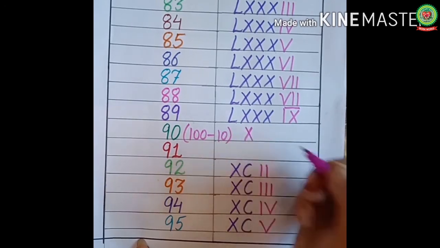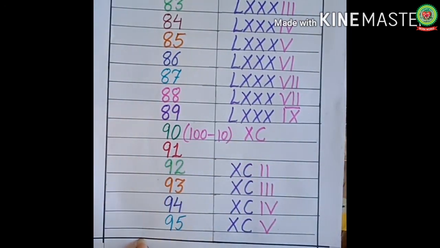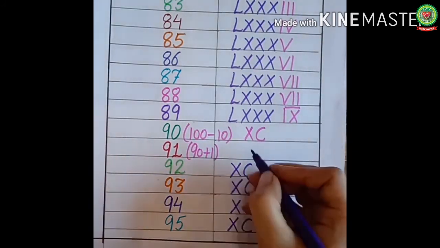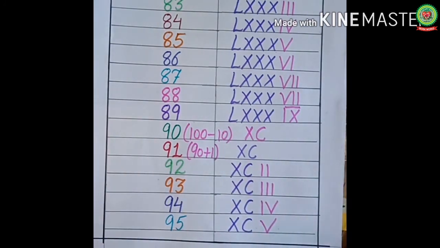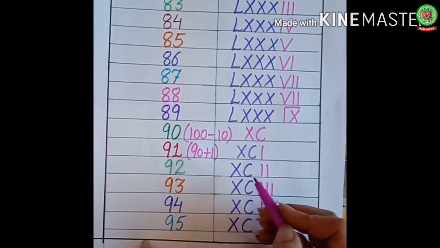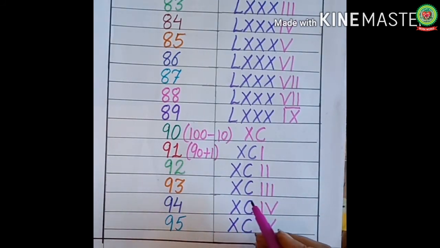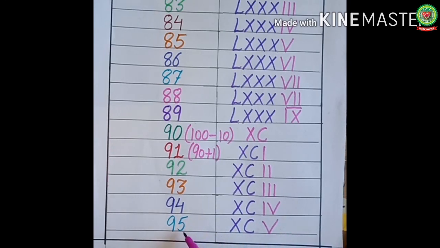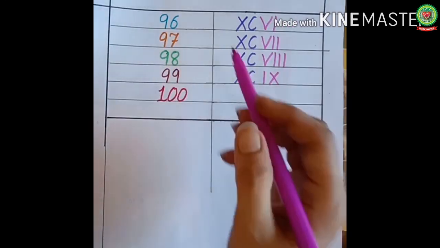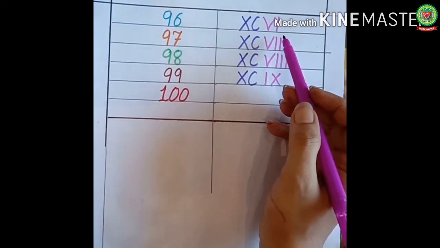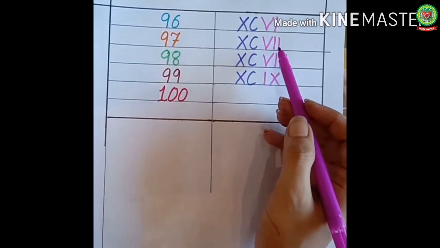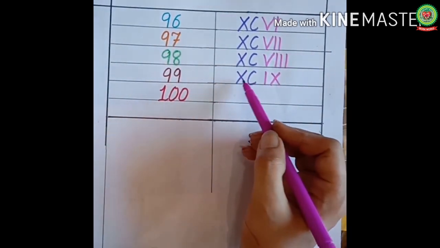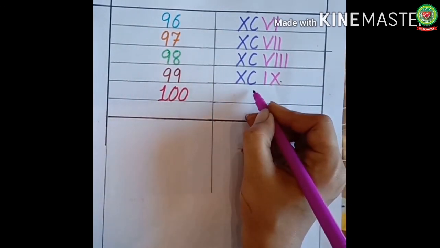10 has a symbol X and 100 has a symbol C. So 90 is XC. 91, 90 plus 1, XCI. 92 XCII. 93 XCIII. 94 XCIV. 95 XCV. 96 XCVI. 97 XCVII. 98 XCVIII. 99 XCIX, and 100 has a symbol C.